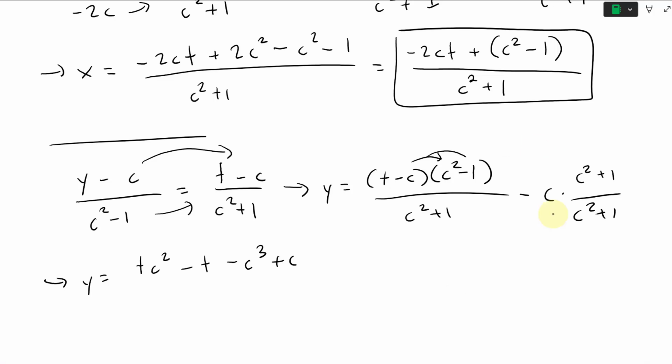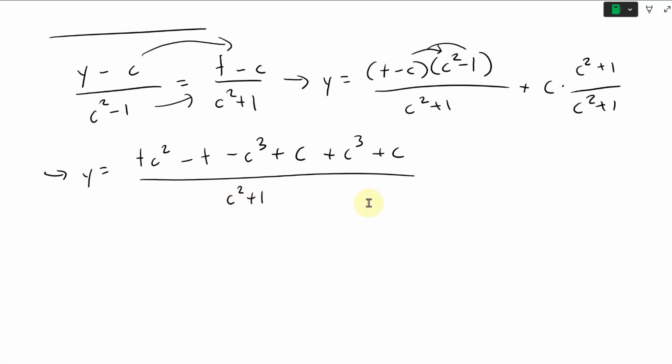Actually, we made a mistake here. This was negative c. We moved it over as a plus c. So yes, that's a plus. And then right here, we're going to have to subtract, or just plus, this one, plus c cubed, and then plus c, all over c squared plus 1.